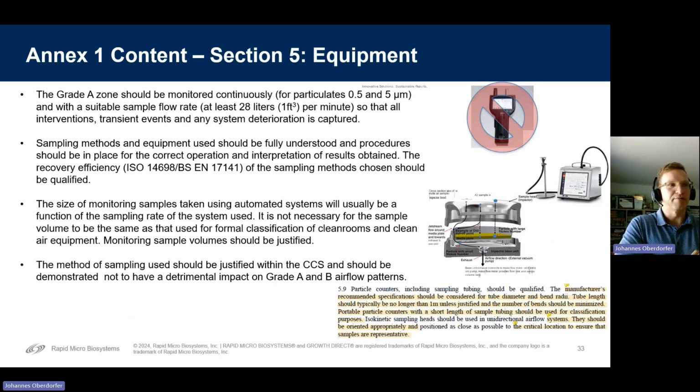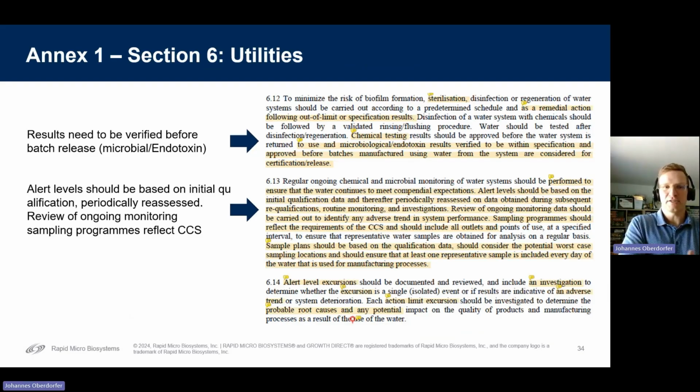Well, and then also in section 5, the equipment, where we have the points: the Grade A zone should be monitored continuously, and sampling methods and equipment should be fully understood. This is nothing new. There's just more emphasis on these parts, especially on continuous monitoring systems, with the manufacturer's recommendations on specifics for diameter and bend radii. Utilities: results need to be verified before batch release. I think it should be clear and nothing that needs to be told.